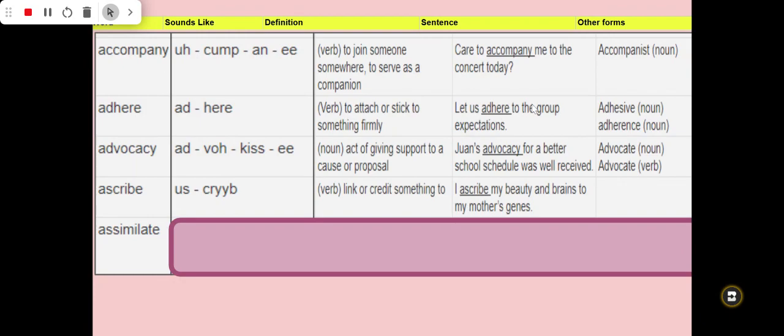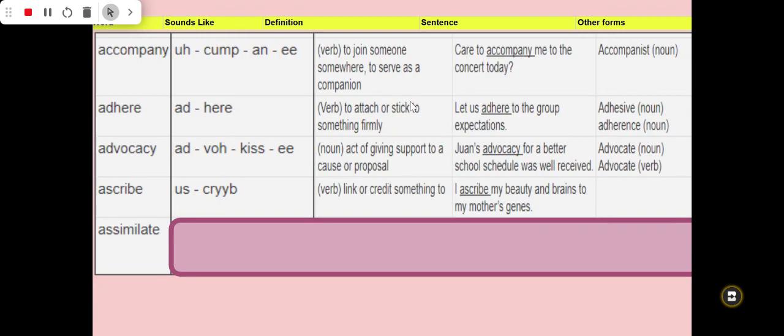The next word is ascribe. It's when you link or credit something to someone else or to something. I ascribe my beauty and brains to my mother's genes. I give my mom credit. She is beautiful. She has brains. So I come from good genes. I ascribe that to my mom.